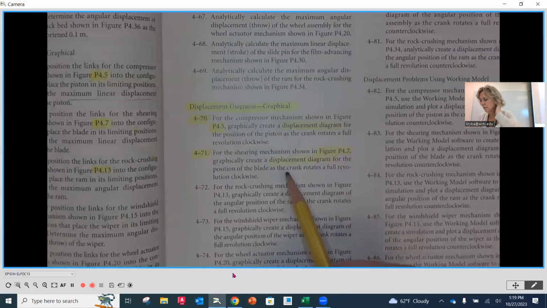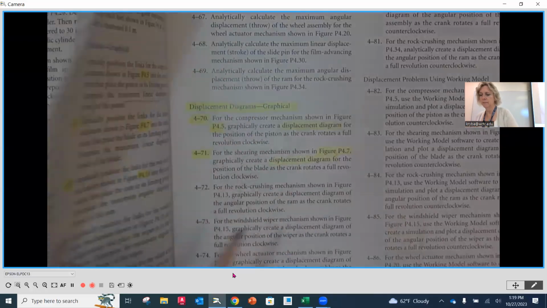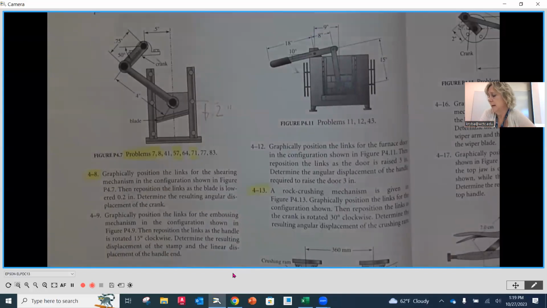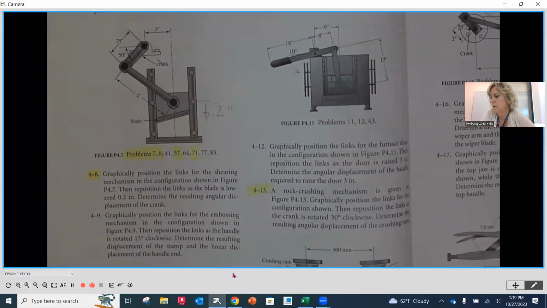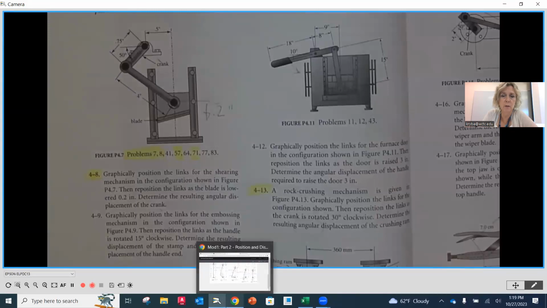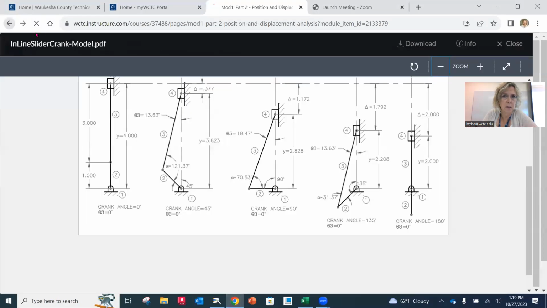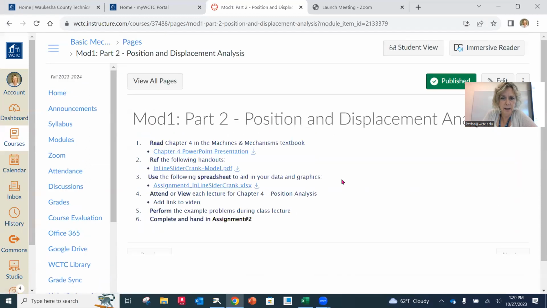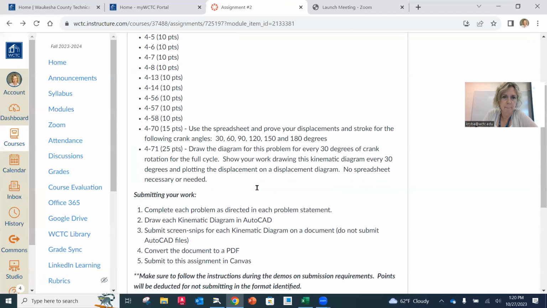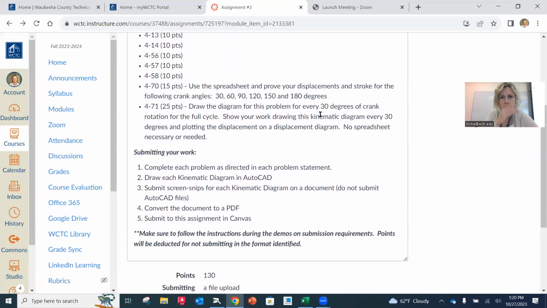And then for 71, this one is going to be the offset. You want to do a displacement diagram for that one. Now that one, I didn't have you do the Excel spreadsheet, but if you have one from another course, because some of you had a different instructor, that's okay. You can use that. But for this one, you can do it completely graphically. I gotta go back to the assignment. For this one, I want you to do the diagram every 30 degrees to get that full cycle all the way through.